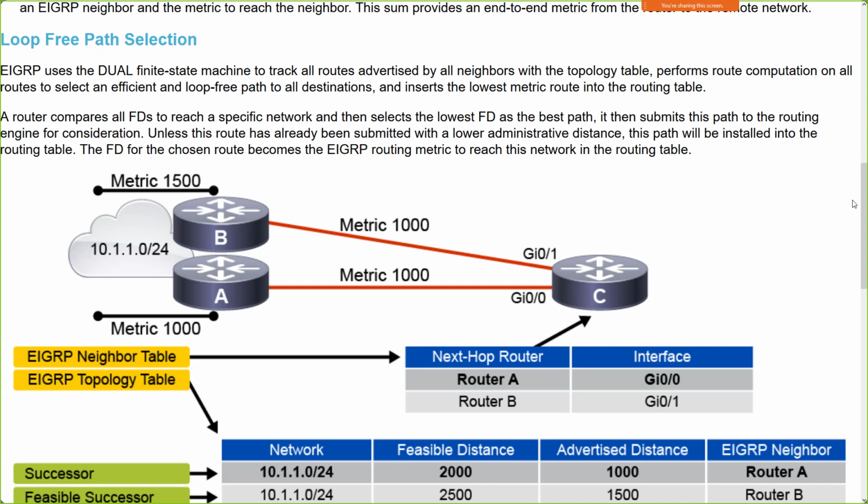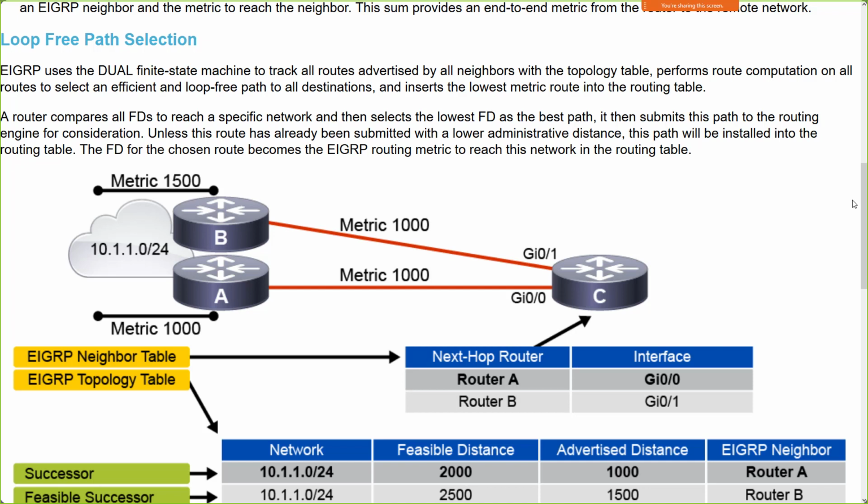It makes perfect sense. A router compares the feasible distances to reach a specific network, and then it selects the lowest feasible distance as the best path. We then submit this path to the routing engine for consideration. Unless this route has already been submitted with a lower administrative distance, we talked about that as well, because the routing engine is going to take into account administrative distance if I'm learning about the same path from two different information sources. The path will be installed into the routing table.